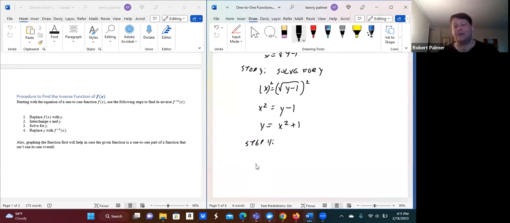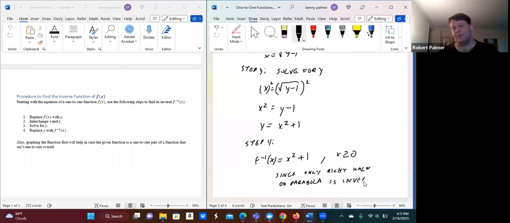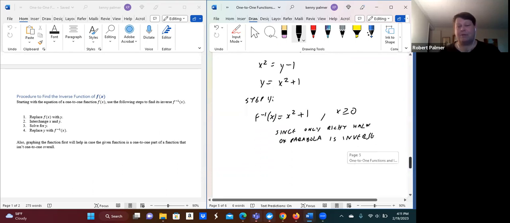Okay, and so what we need to say then is f inverse of x equals x squared plus 1, for x greater than or equal to 0. Okay, I'll say since only the right half of the parabola is the inverse. Okay, so in some cases you have to be careful with that, especially if you're raising both sides to an even power, not an odd power. You have to watch out for that.